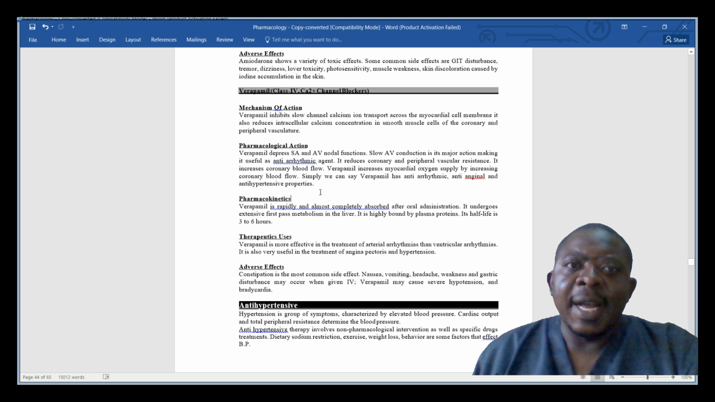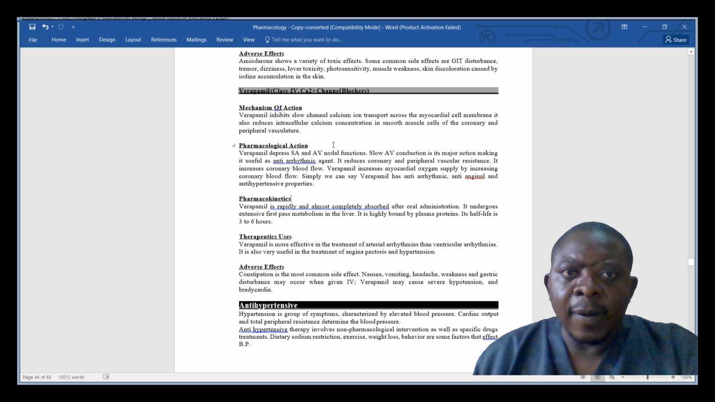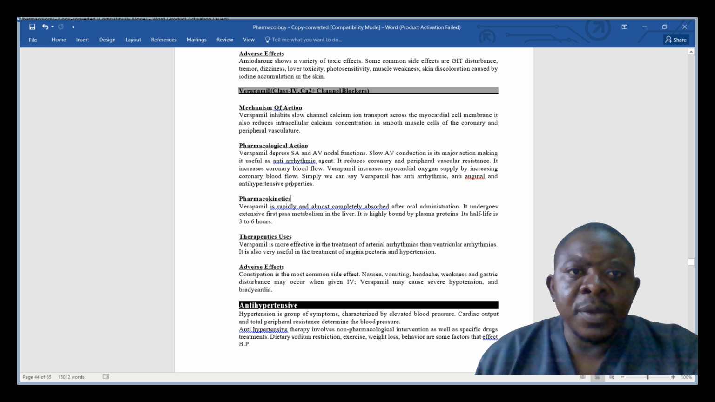Pharmacological action. Verapamil depresses SA and AV nodal function. Okay, so we're talking about sinoatrial and on the AV nodal function, that is electrical conductivity. So slow AV conduction is its major action, making it useful as an antiarrhythmic agent.